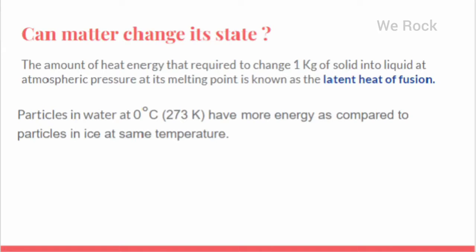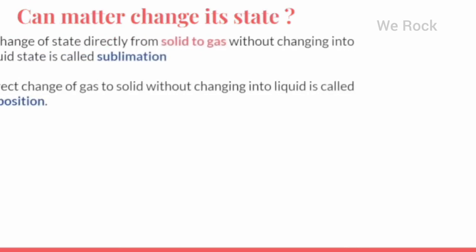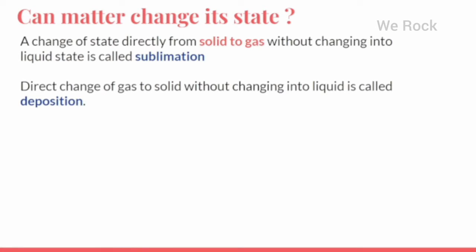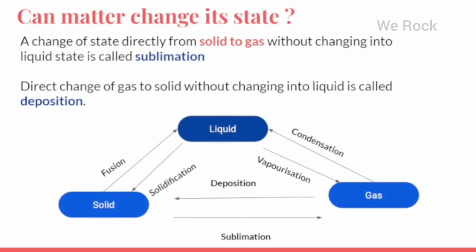The amount of heat energy required to change 1 kg of solid into liquid at atmospheric pressure at its melting point is known as latent heat of fusion. Particles in water at 0 degrees Celsius, 273 K, have more energy as compared to particles in ice at the same temperature. A change of state directly from solid to gas without changing into liquid state is called sublimation. Direct change of gas to solid without changing into liquid is called deposition. Here is an image of interconversion of 3 states of matter.